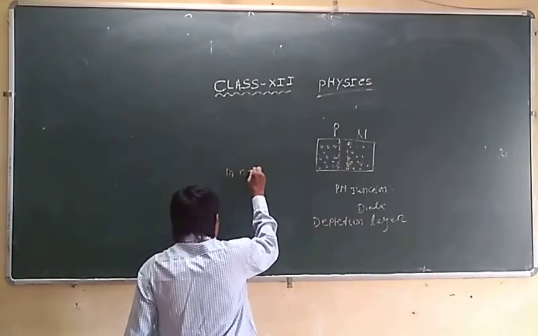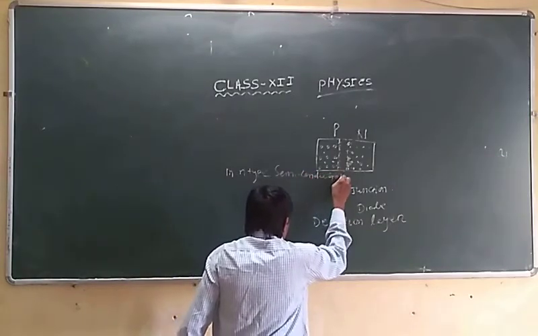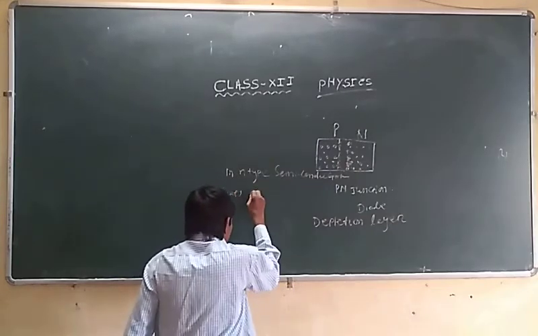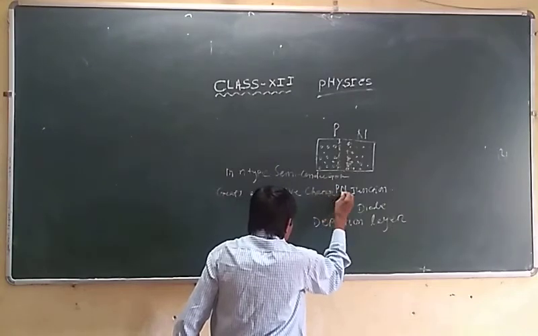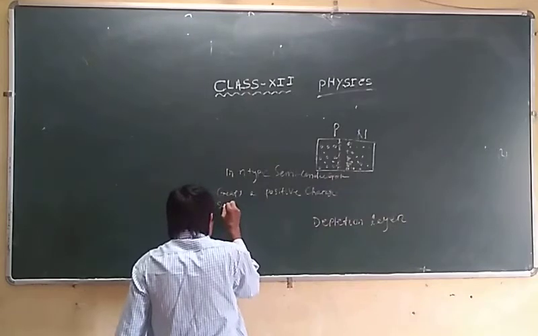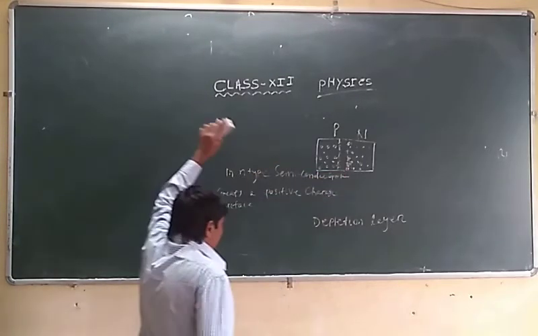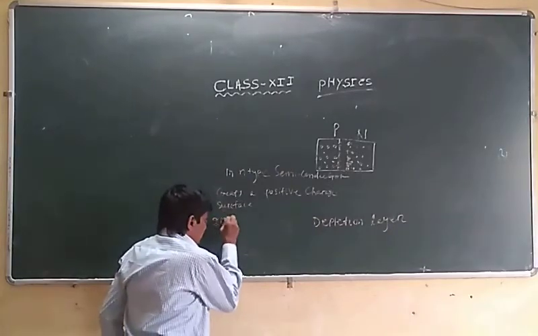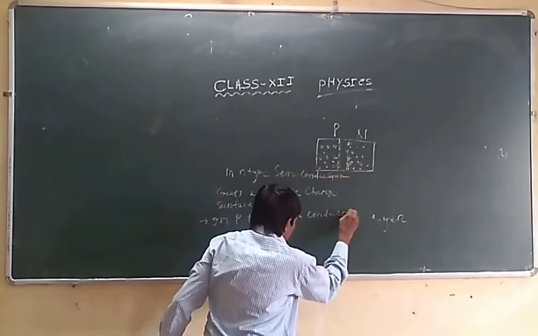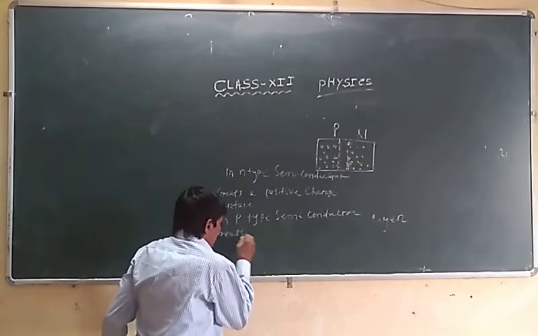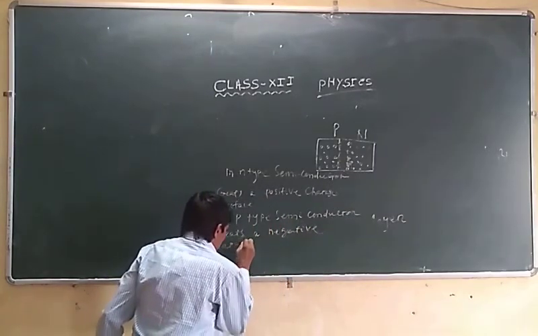In the N-type semiconductor, this creates a positive charge surface, and in the P-type semiconductor, it creates a negative charge surface.